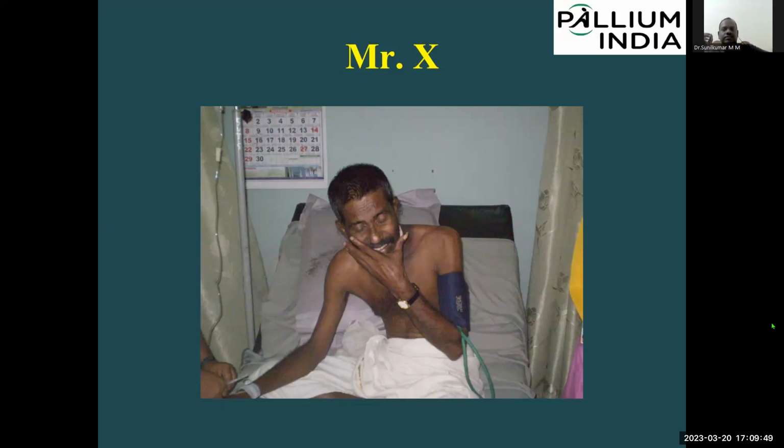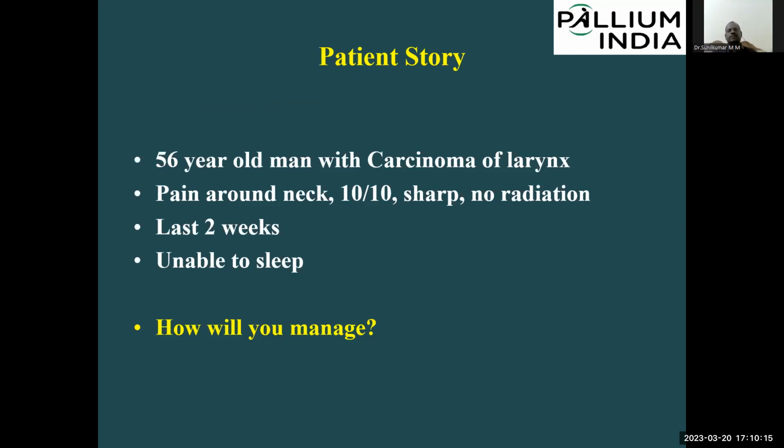So out of this, which opioid are you going to treat the pain of this patient with? Morphine. Okay, yeah. So morphine is the gold standard for treating severe pain around the world. Okay. So this is the story of this patient. He's a 56-year-old man, carcinoma of the larynx, and he presented with severe pain, and he scores 10 by 10. That is worst imaginable pain. And he says it is a sharp pain. There is no radiation. And this was there for the last 2 weeks. And because of this pain, he is unable to sleep. So pain is so severe that he is unable to sleep.